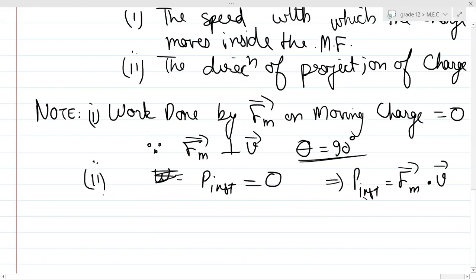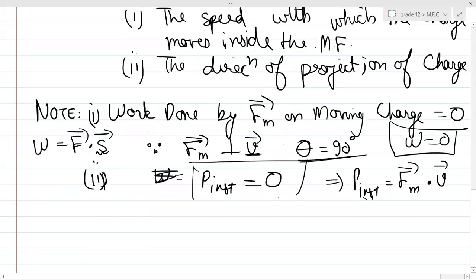Is this clear? Could you explain that once again? See, work done by this magnetic force on a moving charge should be zero. Why? Because Fm is perpendicular to velocity, and velocity is always in the direction of displacement. Work is F dot s. Whatever the direction of velocity, that is the direction of displacement. So displacement and force have a 90-degree angle, hence the work done becomes zero. And similarly, the instantaneous power is also zero.